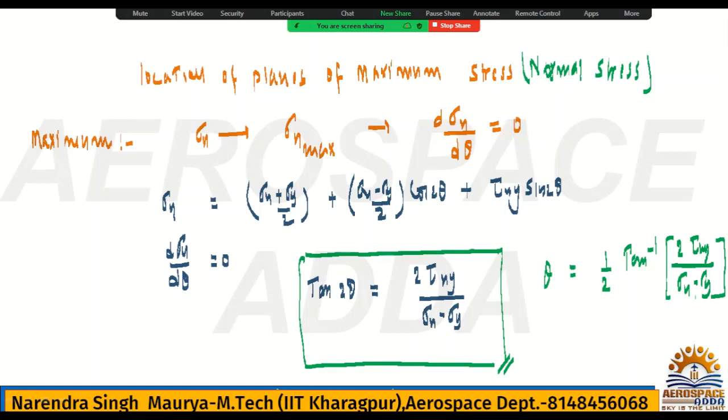And if you talk about this location, what is the meaning of it? If you go for the normal stress, we will get that normal stress maximum at that angle we got here, and with this angle we can achieve the plane where the normal stresses will be maximum. Okay, so now based on this we have to talk about the principal plane.